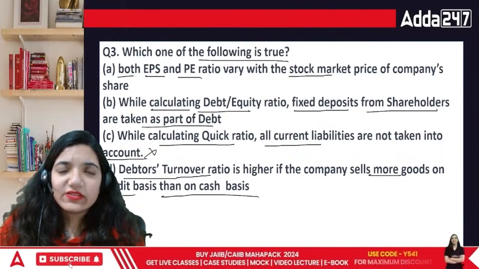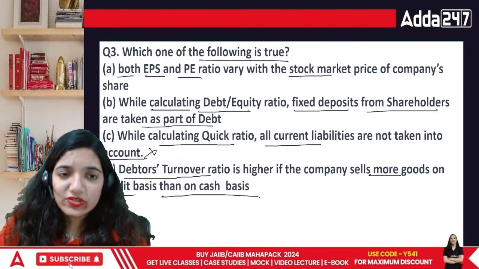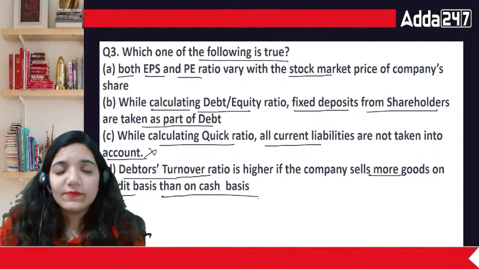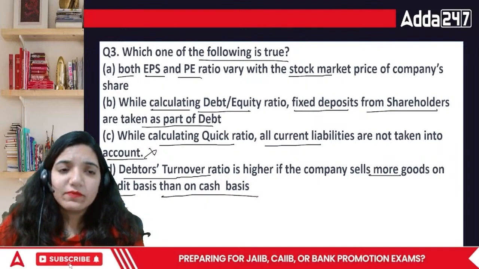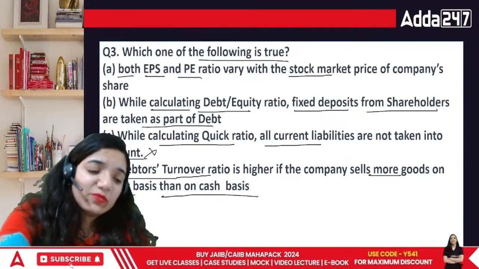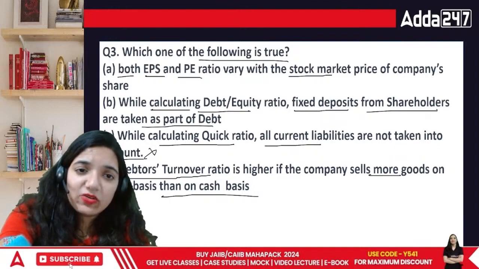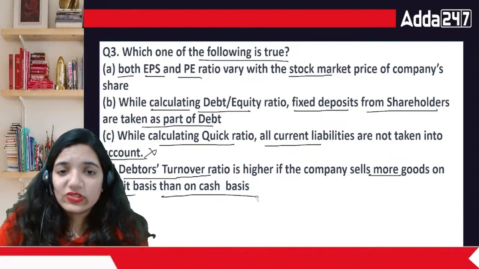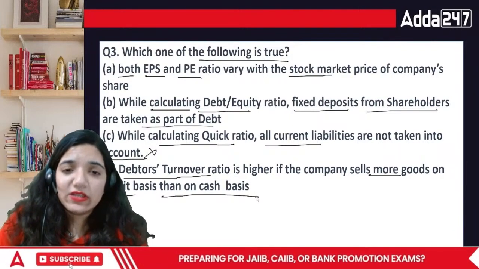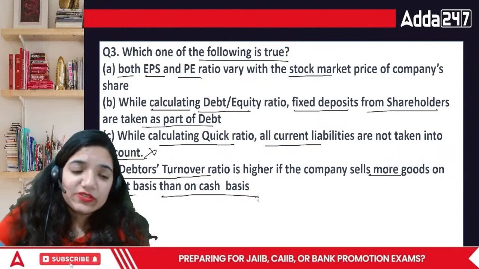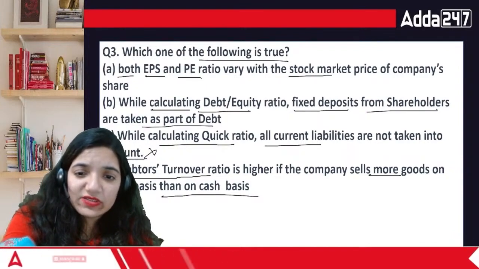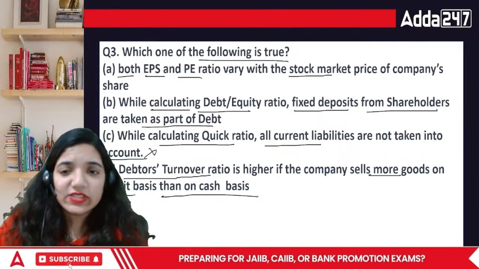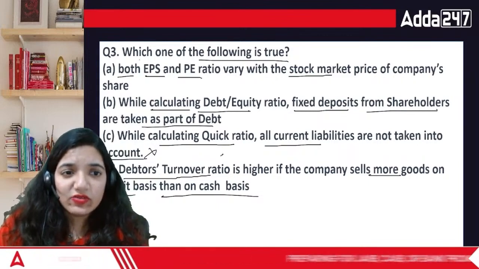Earning per share is related to the area of earnings of the organization, and PE ratio is based upon the market price of the particular organization. MPS upon EPS is the PE ratio. So I believe the first one is definitely not something that we can choose. Okay? So this is also not true.